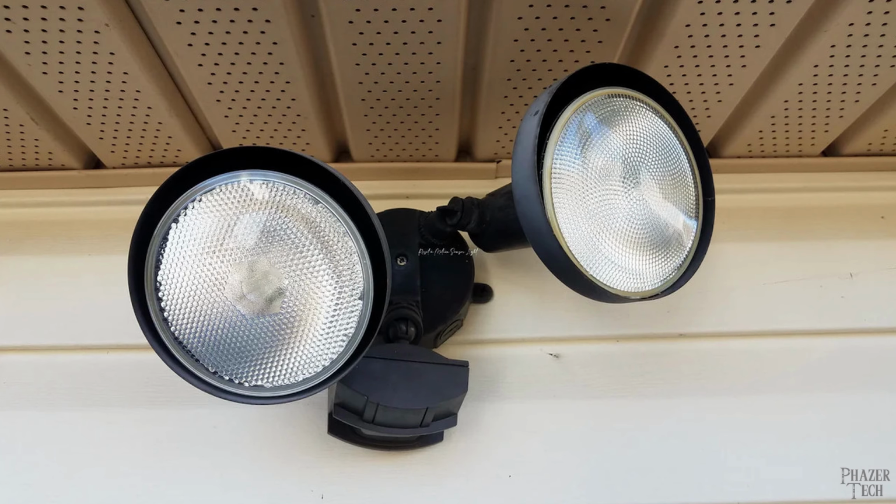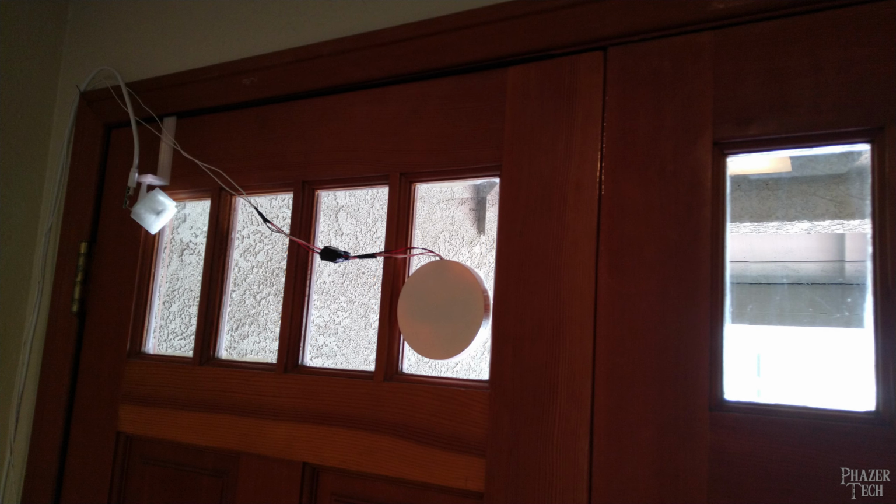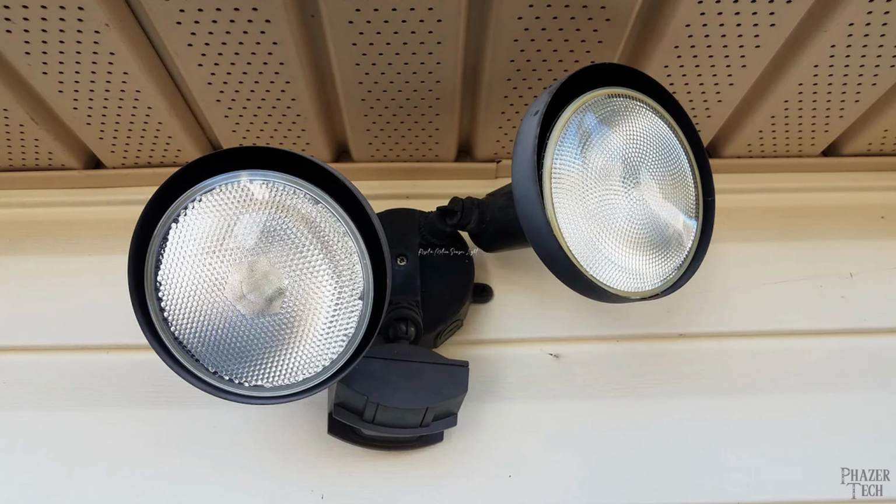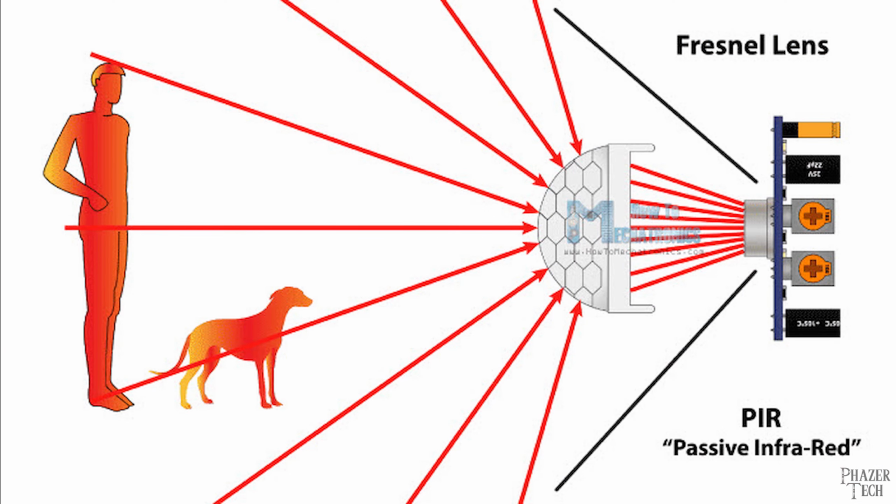Now you might be wondering, why don't I simply just purchase a motion-activated nightlight? Well, the reason is because I want the light to be located inside the house like you see here, not outside where someone could damage it if they really wanted to. These motion-activated lights use a PIR sensor to detect motion, but these sensors don't work through glass since the frequencies are reflected off the glass.